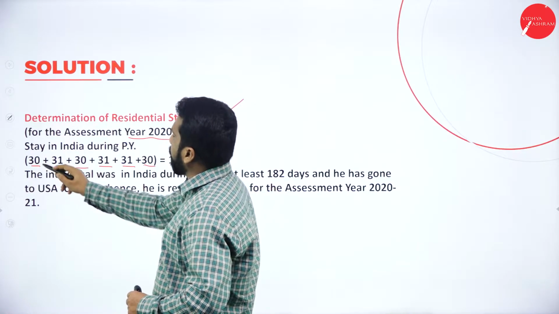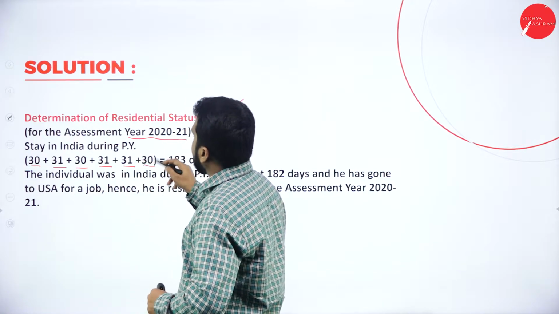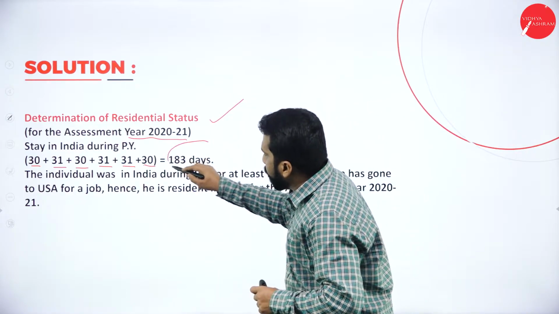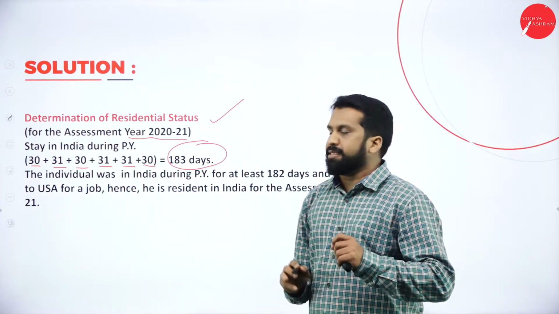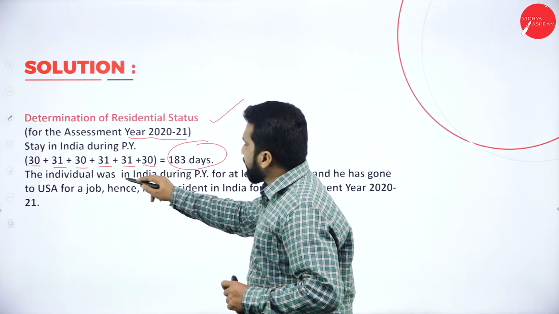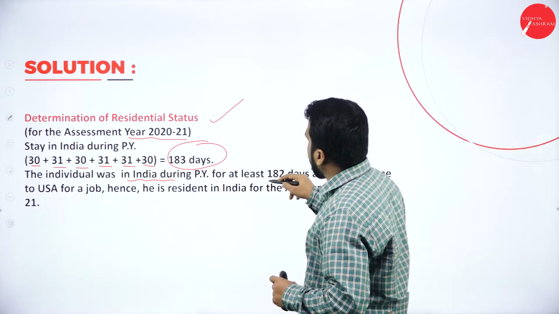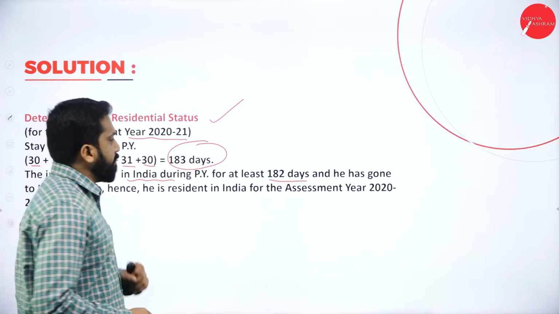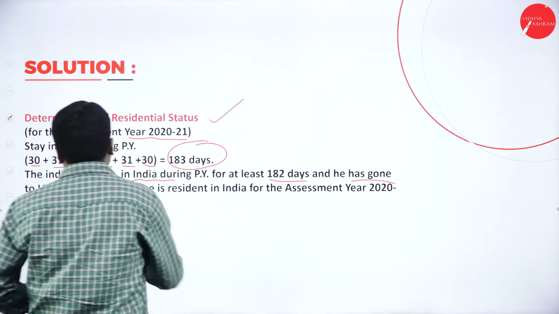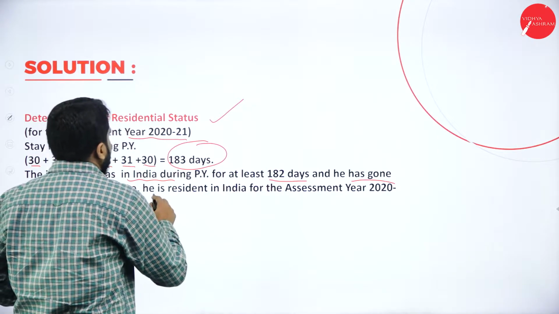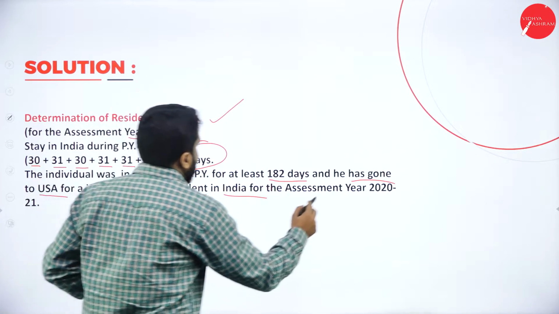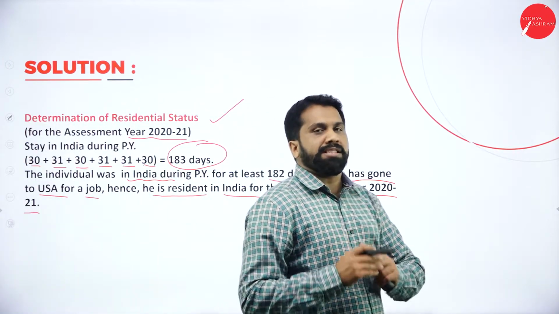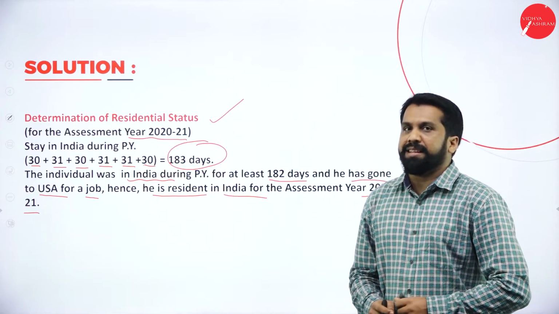Now, in this, 30, 31, 30, 31, 31 and 30. This is for April, May, June, July, August, September. How many days was he there in India? Yes, he was there for 183 days. Now, the individual was in India during the previous year for at least 182 days. He was there for 183. And he has gone to USA for job. Hence, he is a resident in India for the assessment year 2020-21. Very simple calculation, easy to calculate.